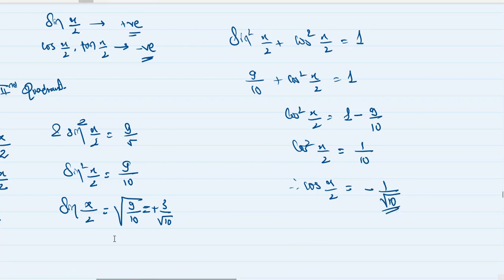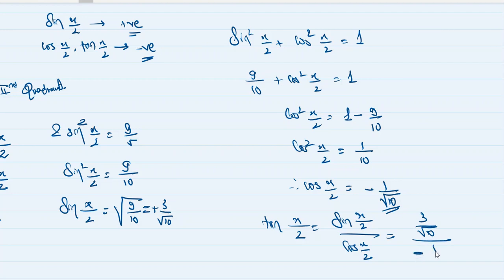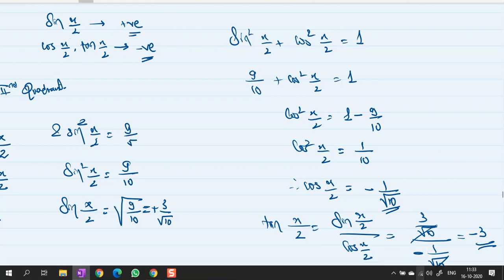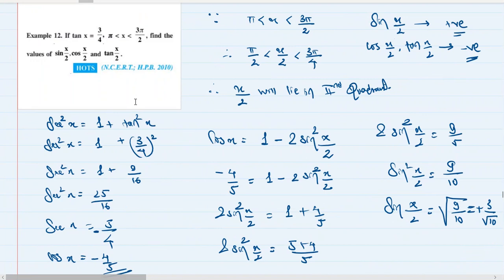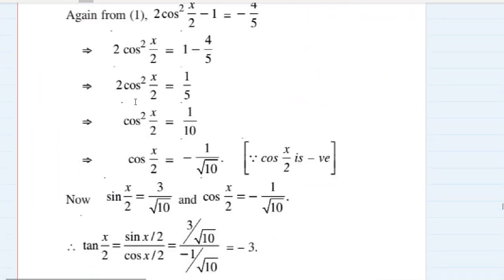Now I have to find tan x by 2. So tan of x by 2 is sine of x by 2 upon cos of x by 2, which is 3 by root 10 upon minus of 1 by root 10. Root 10 will cut and this will be minus 3. Tan of x by 2 is minus 3. So this is how you solve this question. Very nice question. Let's go to the last question of this section.